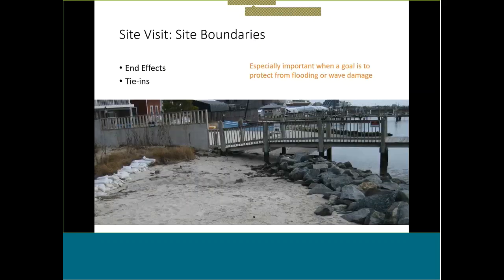Take careful notes, and pay close attention to your site boundaries. Any kind of intervention techniques or things that you install are going to need to tie in to the neighboring property at some point, or tie into high ground at some point. You can see from this picture that there's a rock revetment that just kind of stops, and the neighboring property has a sandy beach, and water can easily wrap around the end of that rock revetment, rendering it less than useful in this case.